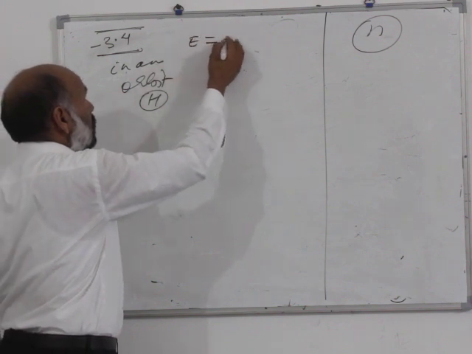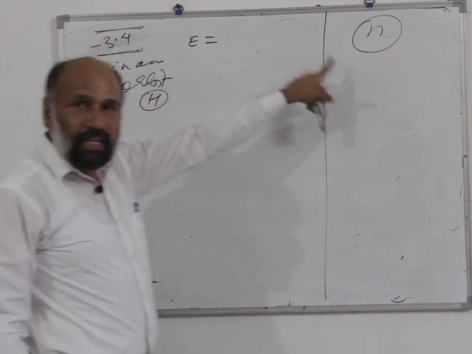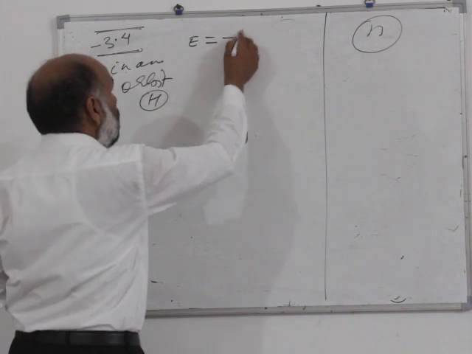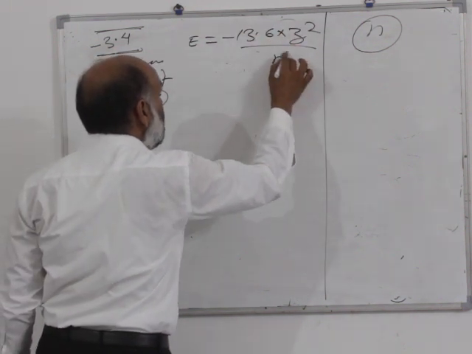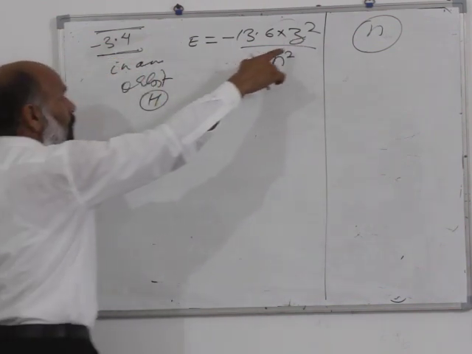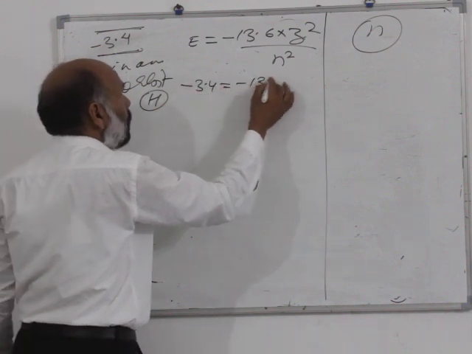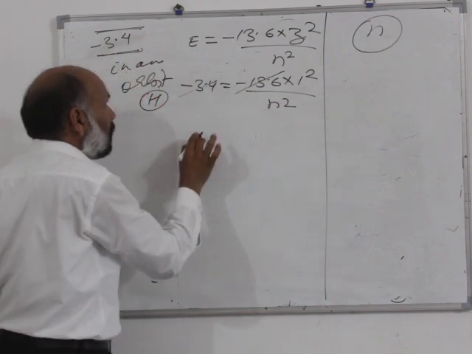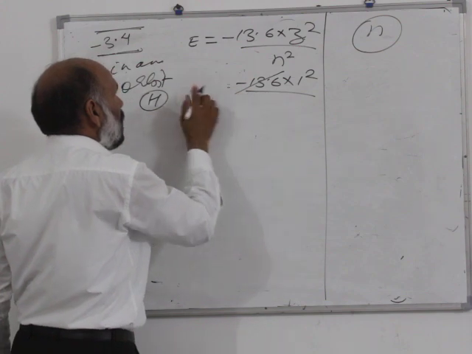So energy is given in the orbit, but the orbit is not given. We have been asked to find out the number of the orbit. Energy equals minus 13.6 into Z square by n square. Now for hydrogen Z is 1. Energy is given as minus 3.4, equals minus 13.6 into Z square by n square. Cancel, cancel. No, it is 3.4, sorry. Let me write it again.